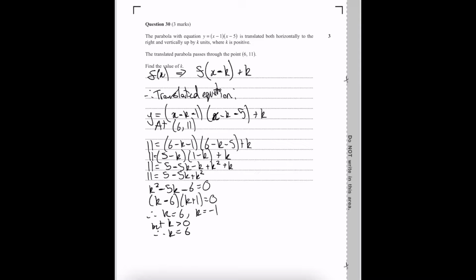And that's our answer. Question 31, the last question of the paper, says the equation cos px equals a half has two solutions, where x is between 0 and 2 pi and p is greater than 0. Find possible values of p. So to solve this, we're going to treat it like a normal trig equation first of all. So px is equal to cos inverse of a half, which is just equal to pi on 3. And that's going to be our reference angle.